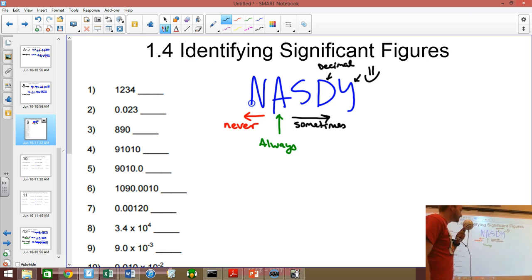Let me demonstrate. 1, 2, 3, 4. That has 4 significant figures. 0.023, the zeros are on the left, they're never significant. This has 2. 890, that's on the right. There's no decimal, so this is not significant. In between, it's always significant. So 1, 2, 3, 4. That's on the right. It's not.